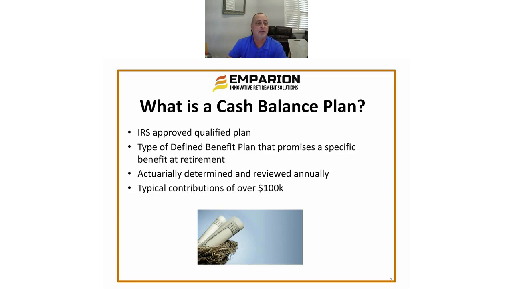It specifies a specific benefit at retirement. It is calculated annually by our actuary, has to be reviewed annually for funding levels, as well as filings completed annually. And typical contributions are over $100,000. These plans are great for people who have exhausted 401k plans and who are looking to get a little bit more into retirement than the basic plan structure.